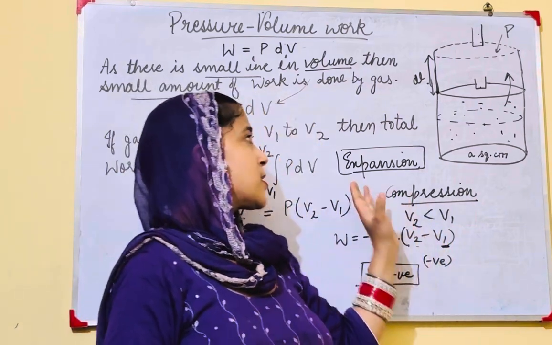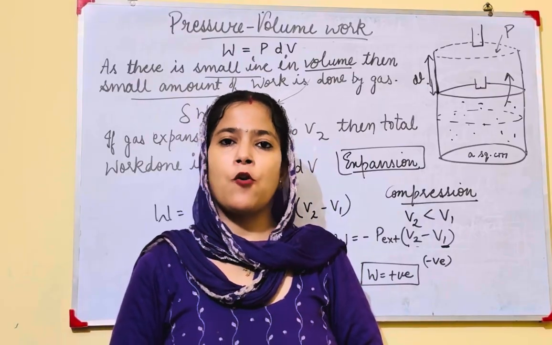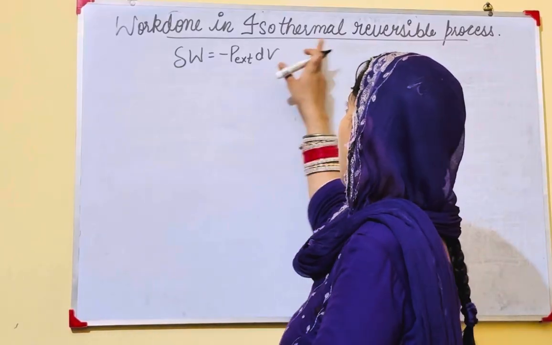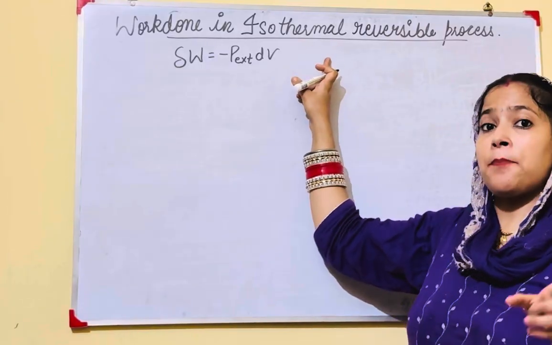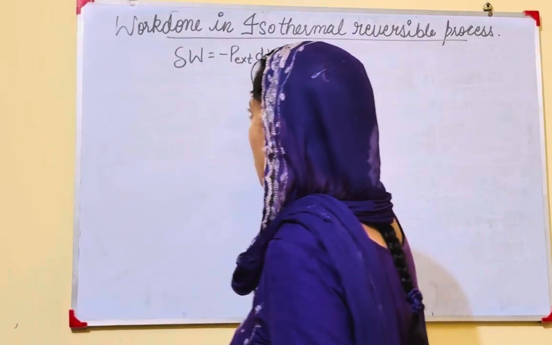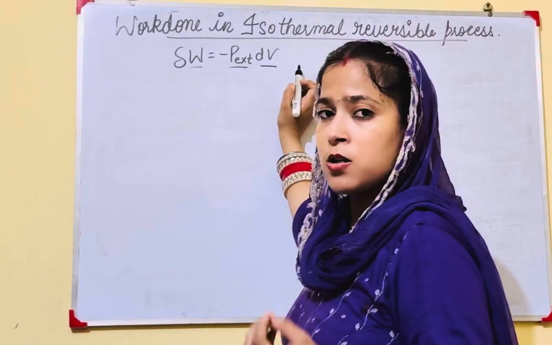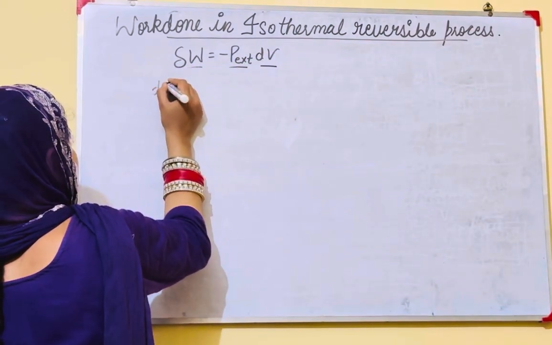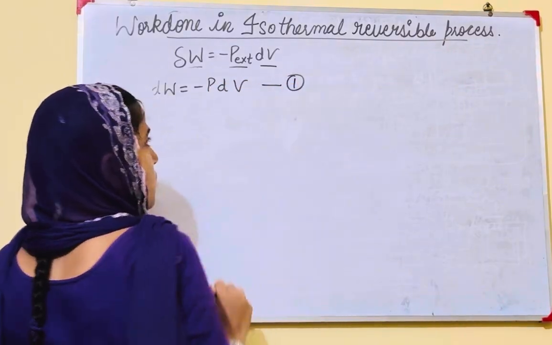Now this work done is for the irreversible case. Now we will discuss work done for a reversible process, in particular the isothermal reversible process. First, isothermal means temperature remains constant. This is the work done we already know. Here this is a small amount of work done. P is the external pressure and dV is the small volume change. So we can also write it as dW is equal to minus P dV. This will be your first equation.